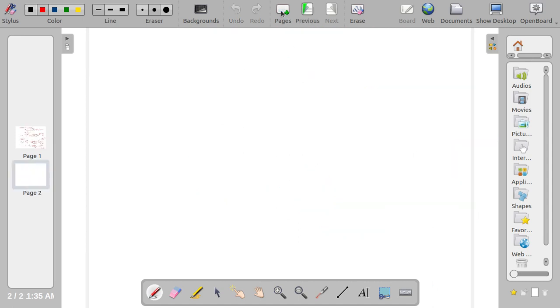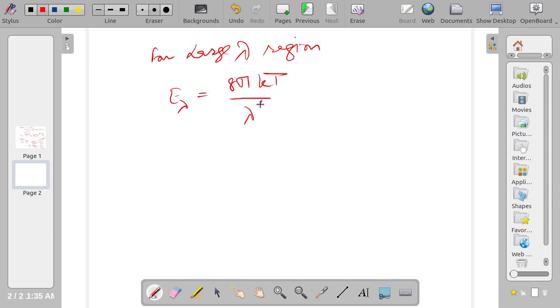And similarly, for the large lambda region, we can derive Rayleigh-Jeans law, that is E lambda is equal to 8 pi kT upon lambda raised to power 4. So this is Rayleigh-Jeans law. I'm not going to talk about its derivation. I'm simply writing these, to show how these can be derived from this Planck's law.